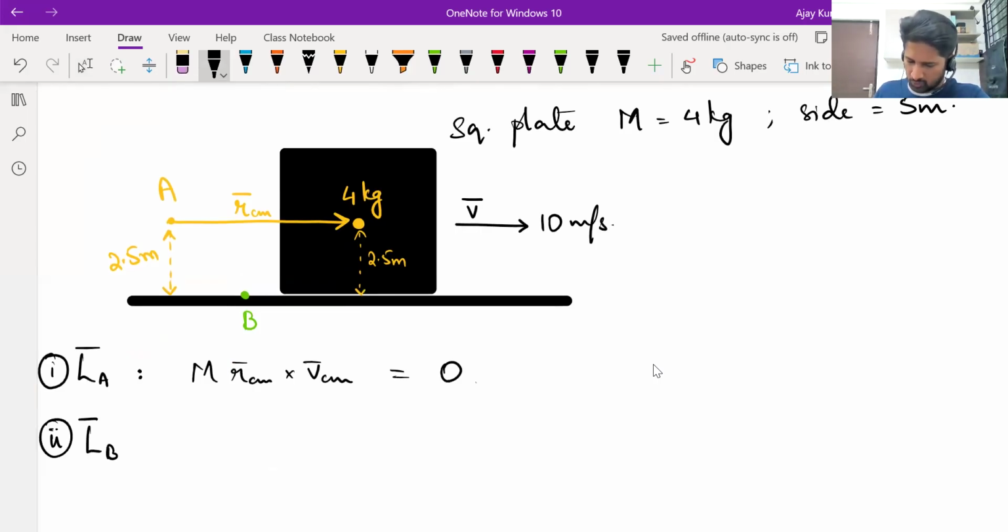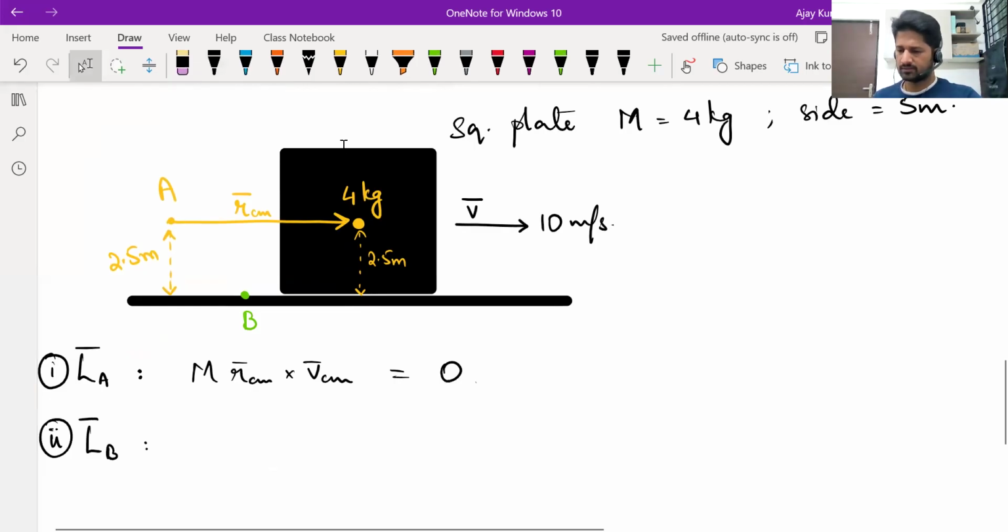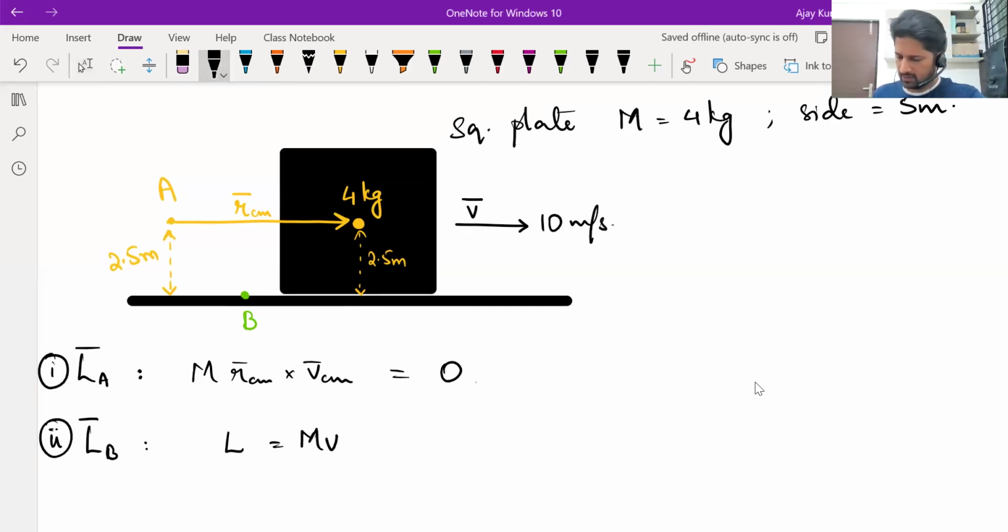Angular momentum about the point B. Aishwarya, can you tell how you're trying to solve? Or how should we solve? So we can use MVR. You want to find out the magnitude first. M, V, R perpendicular. Okay, good. Now we know the mass is 4 kg. We know the speed, 10 meters per second.